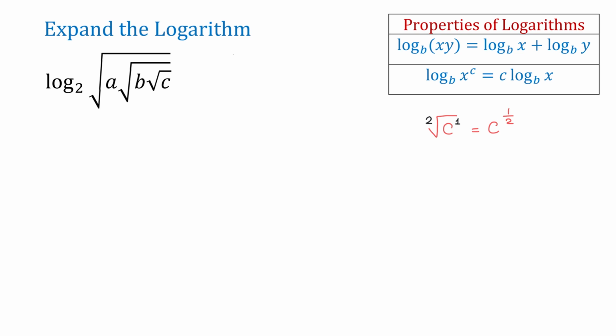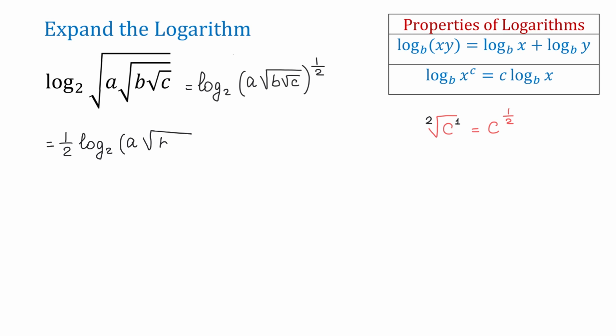So in the first step, we will take this expression that is inside this radical and we will write it to the power of 1/2. So we will have log base 2 of a times square root of b times square root of c, all to the power of 1/2. In the next step, we will apply the power rule and we will move the exponent 1/2 in front of the logarithm. Then we will have 1/2 times log base 2 of a times square root of b times square root of c.